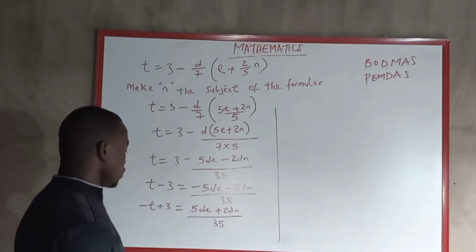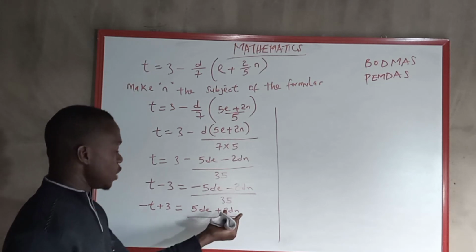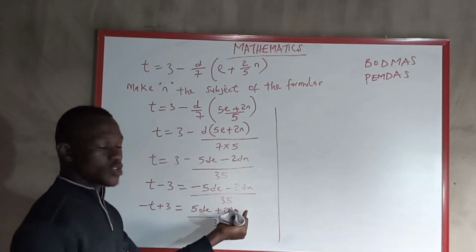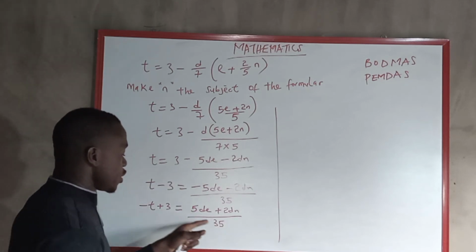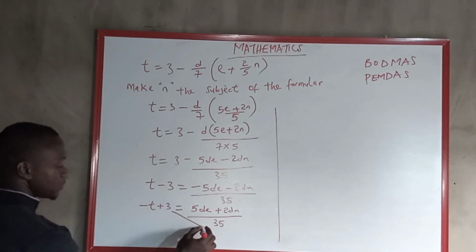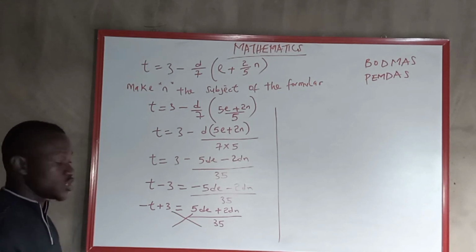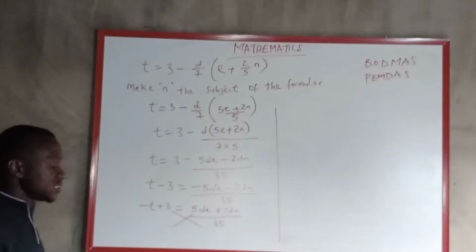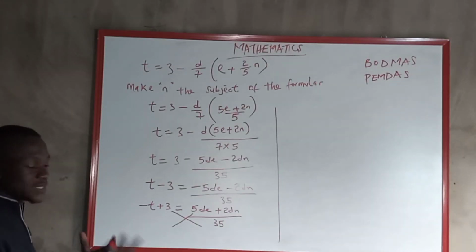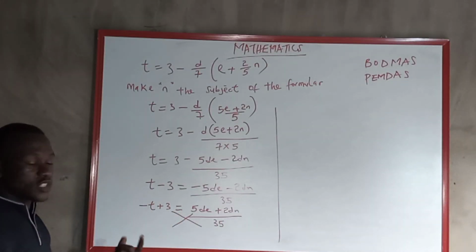Now what's the next thing to do? We cross multiply because we are looking for this n, sorry. All these other ones, we don't need, so we have to remove this 35 first. We cross multiply. I have a video on cross multiplication in case you don't know how to cross multiply. So you go and look for my video on cross multiplication in my playlist. You'll be able to watch it and understand how cross multiplication is done.